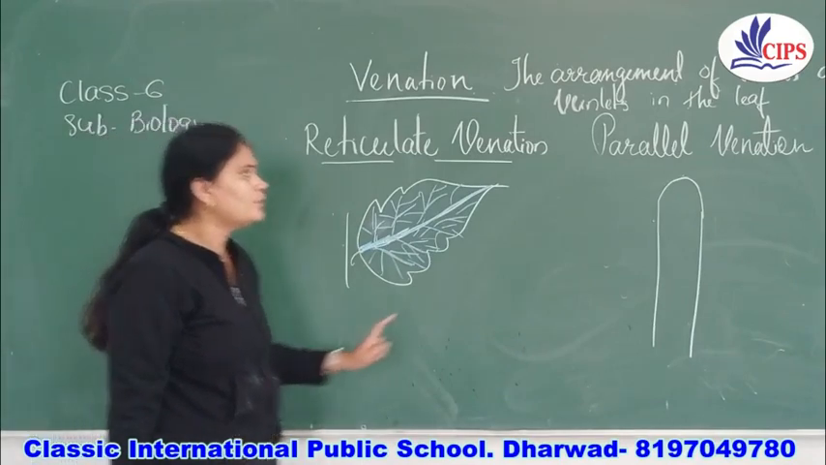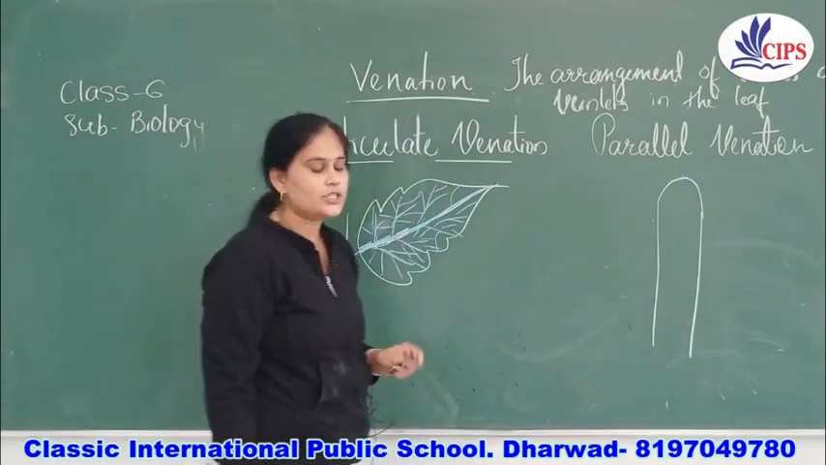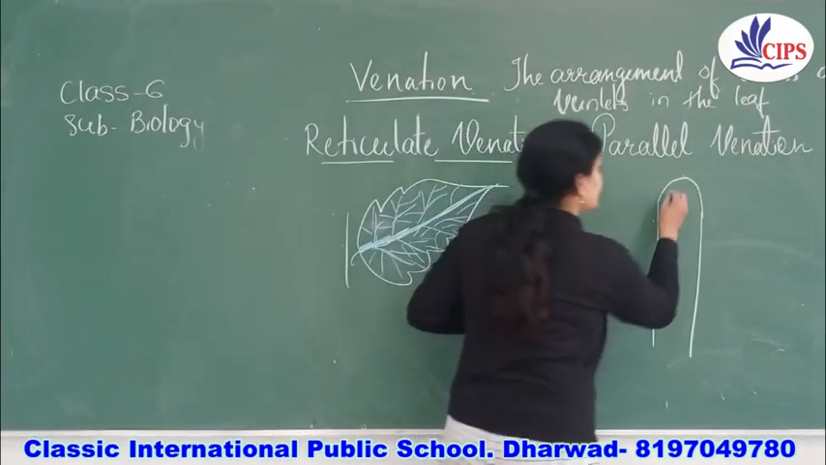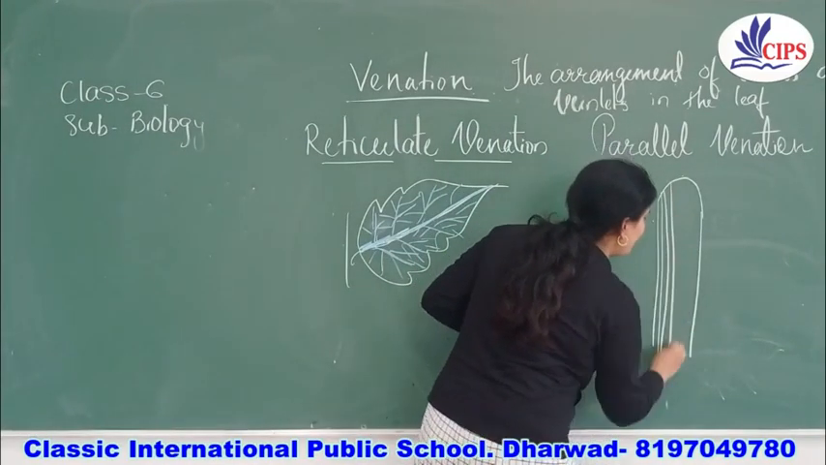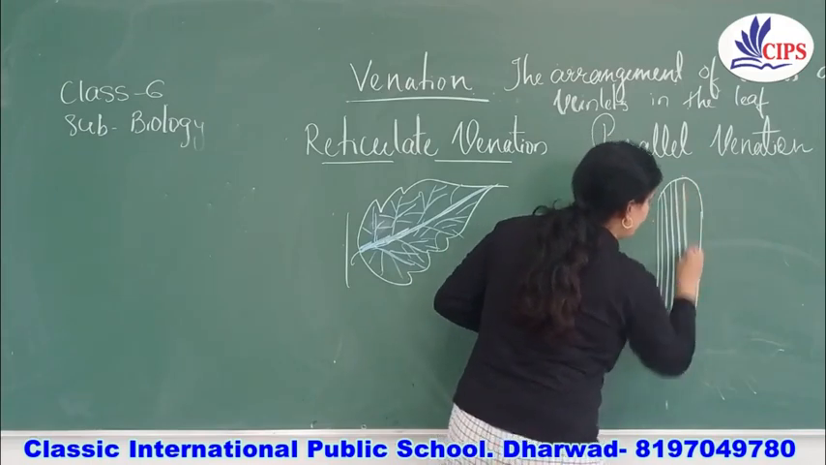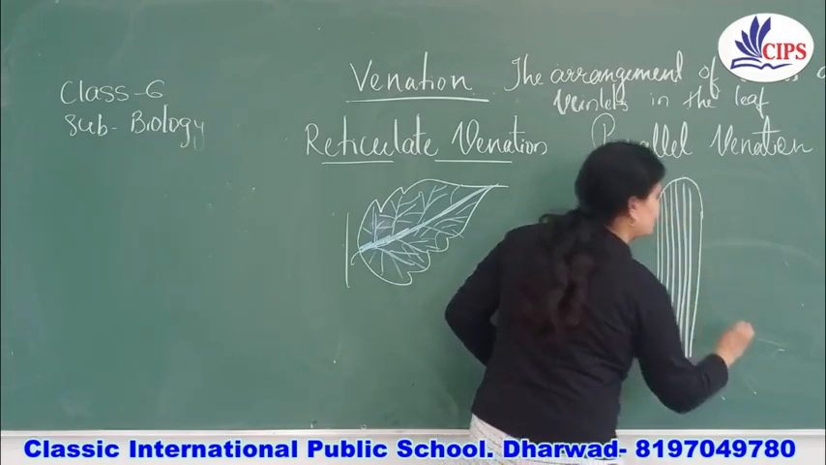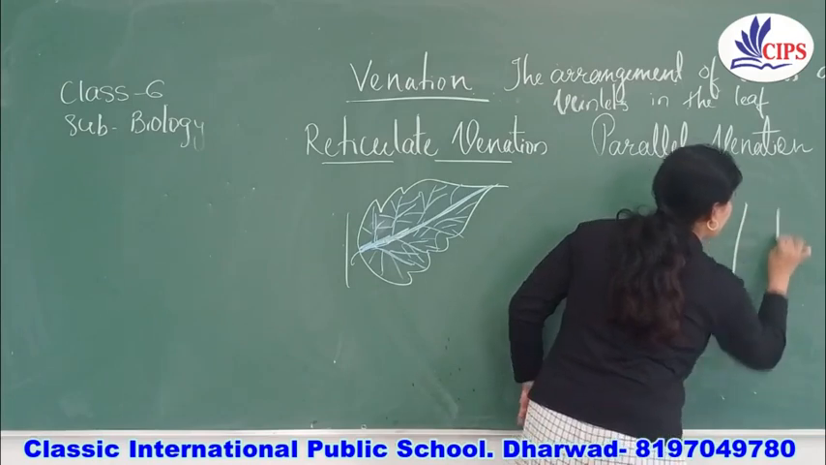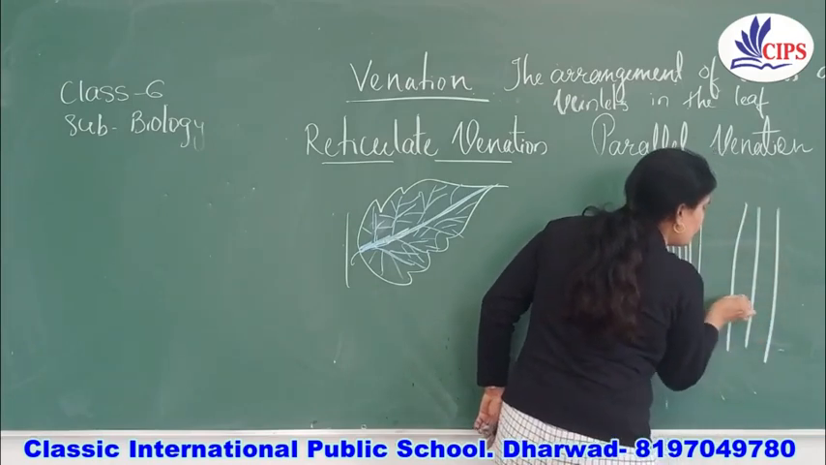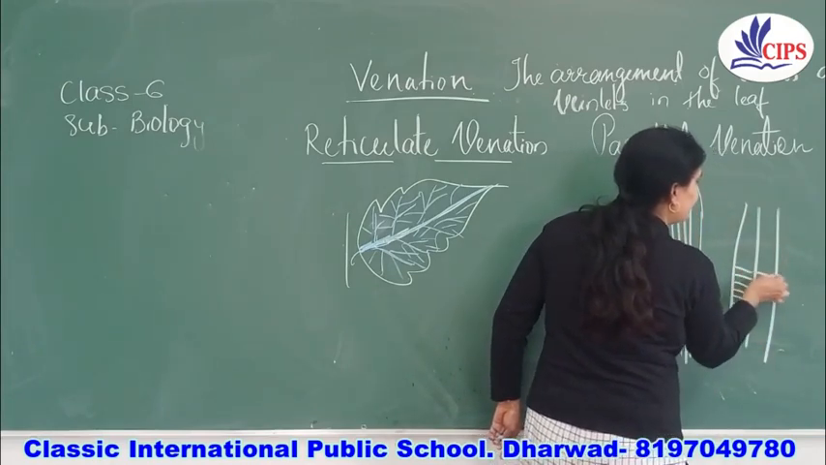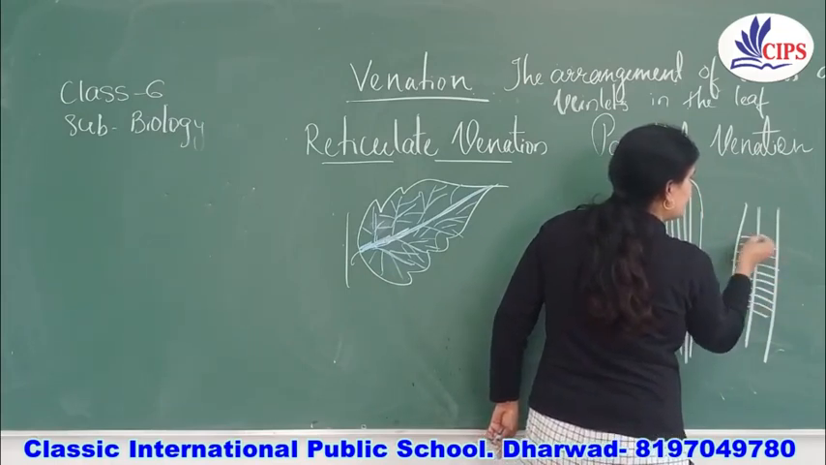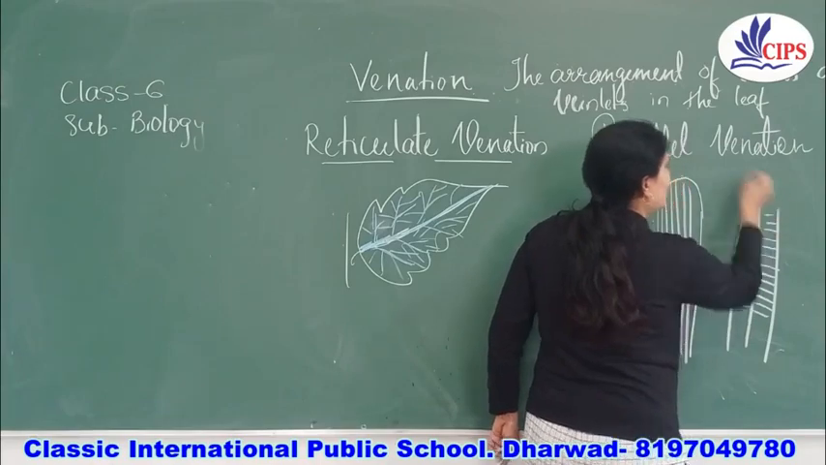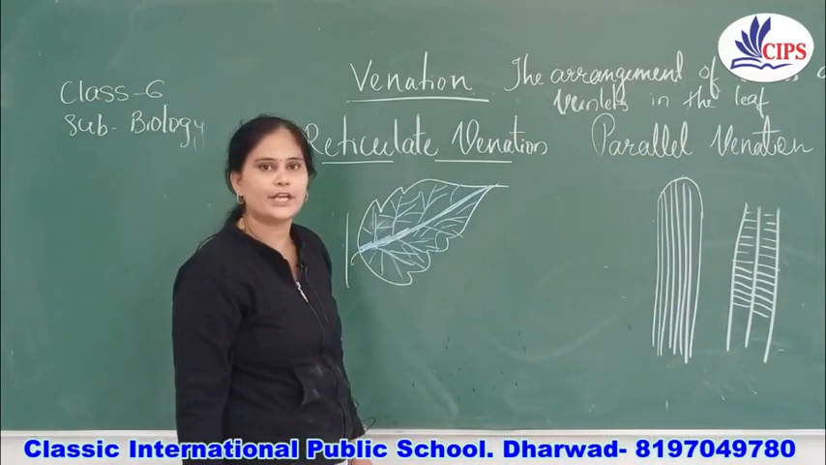Okay, so come to the parallel venation. In parallel venation, the veins go parallel like this, or in some cases they may be like this. They are not forming any kind of network. They do not form the network. They run parallel. Those are called parallel venation.